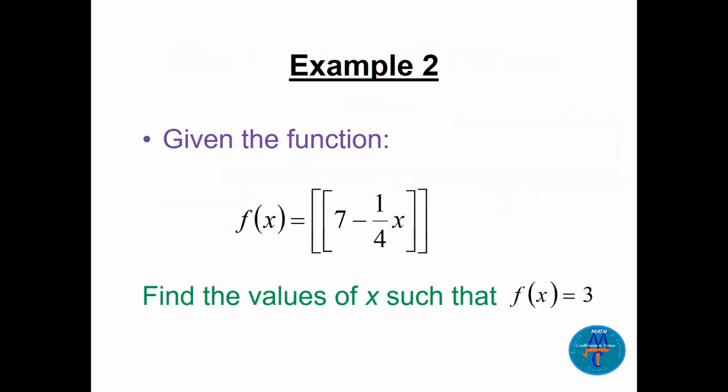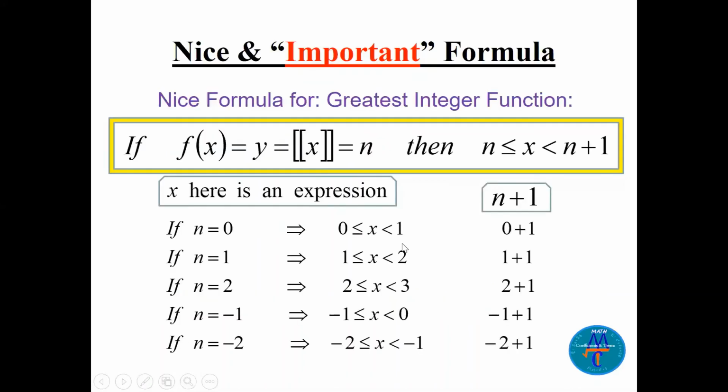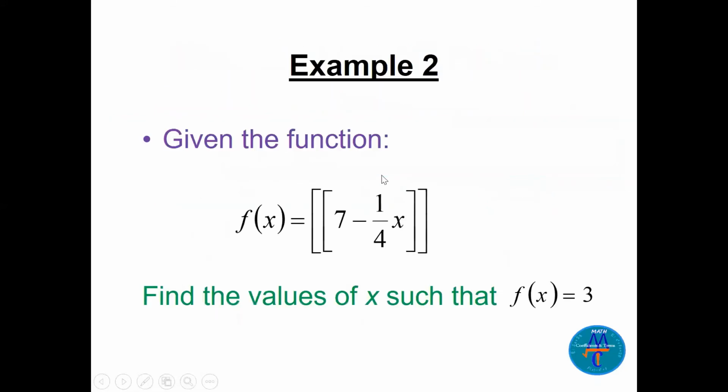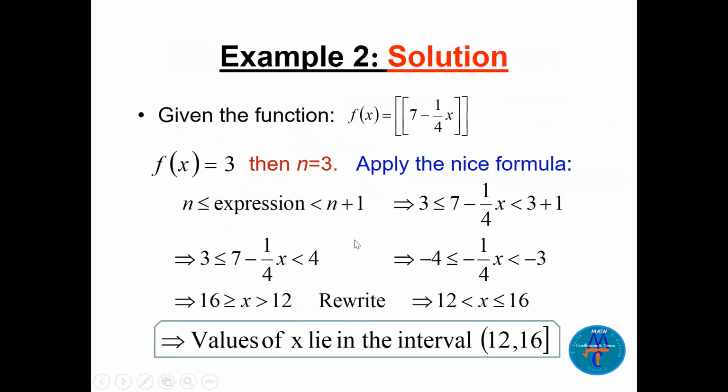Let's look at this nice question. Given the function 7 minus 1 over 4x, we need the values of the x such that f of x is equal to 3. So that's the image now. See, 3 is this n here. You see this n here? That's the 3. And we need the values of the x, from where to where we get 3. So f of x is equal to 3. That means n is equal to 3. Apply the nice formula. The expression we have, which is 7 minus 1 over 4x, is between 3 closed and 3 plus 1 open, which is 4.